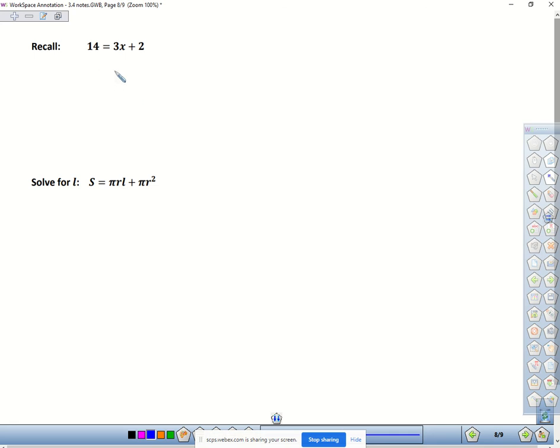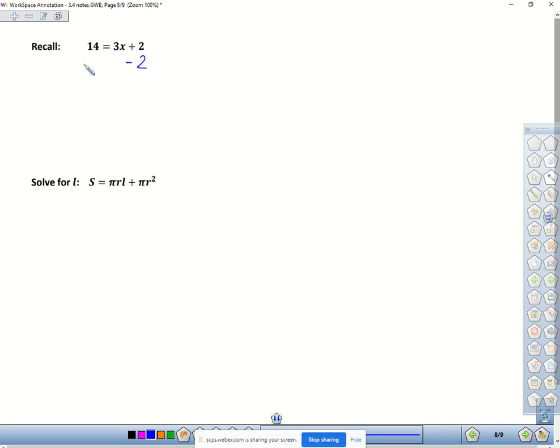So the first one that we're going to do up here is we're going to solve for x, and this is a two-step equation. So what's in the way of x being by itself? The 2 and the 3. How can we get rid of the 2 first? We always got to get rid of the one without the variable first. So how can I get rid of that 2?